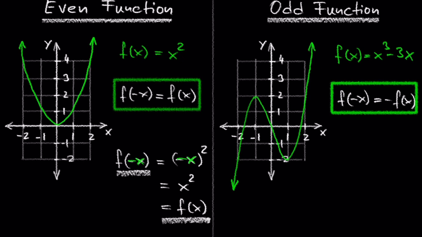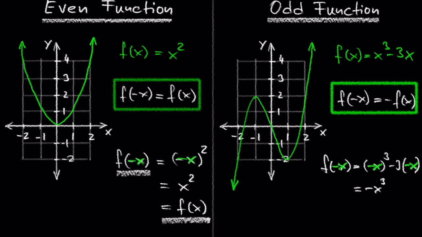Let's prove algebraically that this function is odd. To prove that this function is odd, we have to show that f of negative x equals the negative of f of x. So let's start with f of negative x. f of negative x equals negative x in parentheses cubed minus 3 times negative x. We can remove the parentheses because negative x in parentheses cubed is equivalent to negative x cubed.